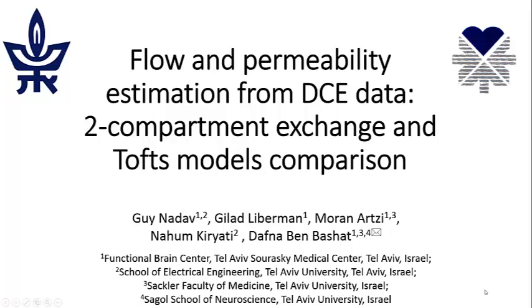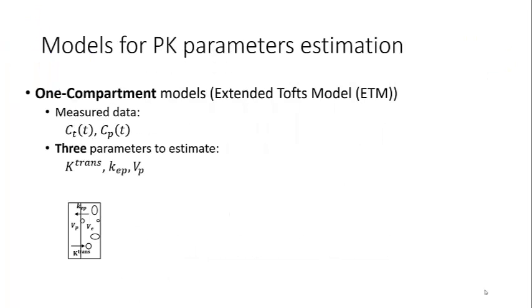Hi, my name is Guy, and I will present the work we've done comparing different models for pharmacokinetic parameter estimation in dynamic contrast enhanced methods. In order to estimate pharmacokinetic parameters in the brain, such as cerebral blood volume, permeability, flow, etc., a model describing the contrast agent concentration over time is needed.